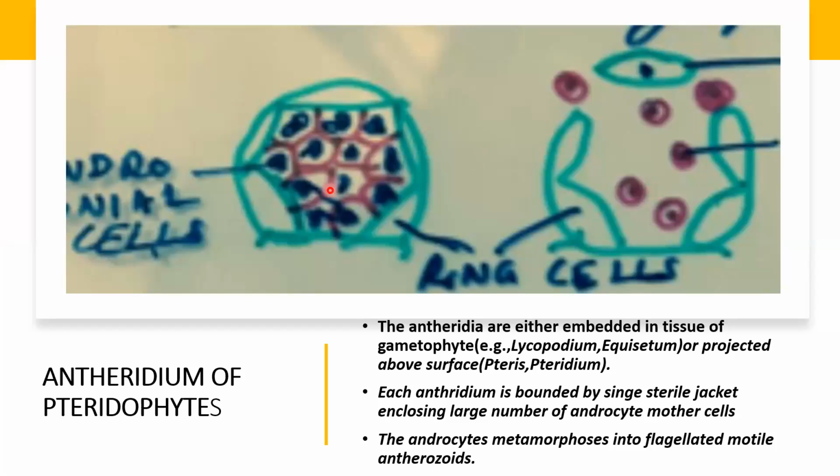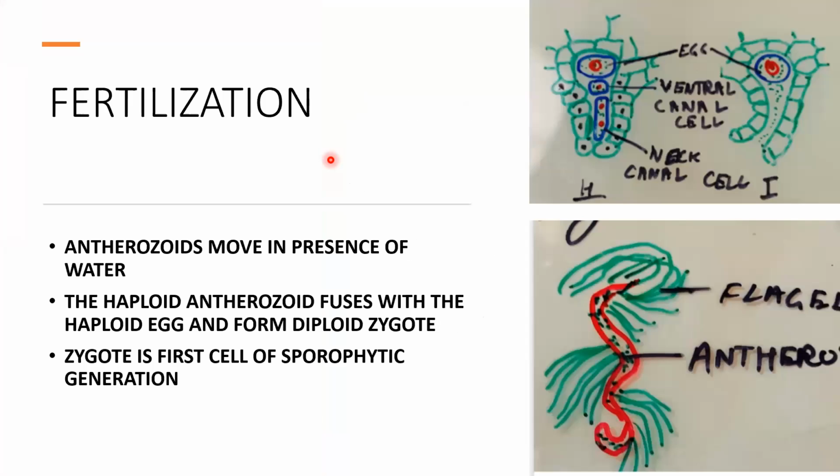If we see the structure of the Antheridium, this is bounded by a sterile jacket, and inside it has androcyte mother cell, and androcyte mother cell will metamorphose to form antherozoid. So this is the antherozoid, which is bearing a large number of flagella. This is the elongated nucleus, and remains of cytoplasm are also attached to the antherozoid.